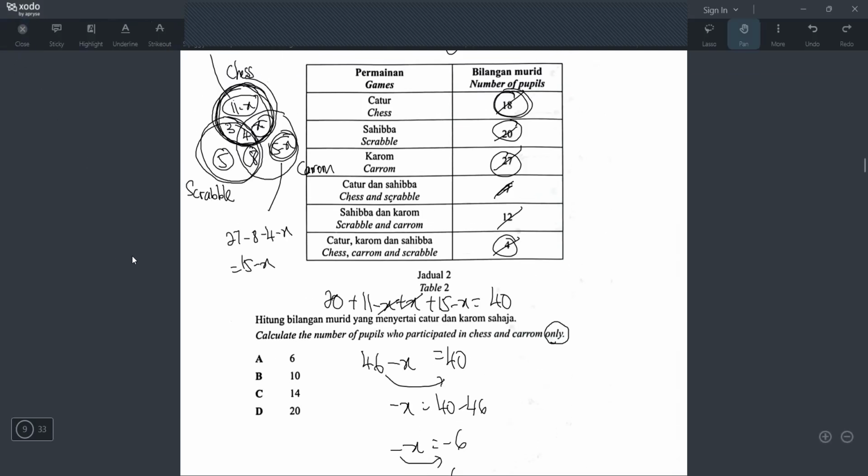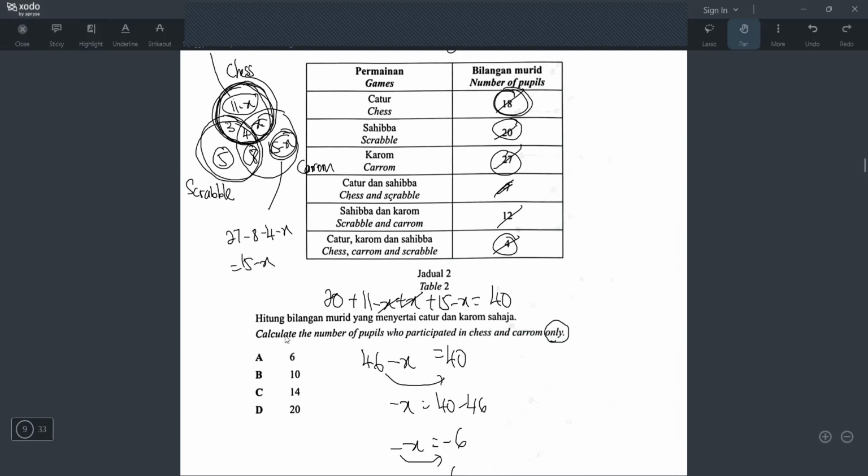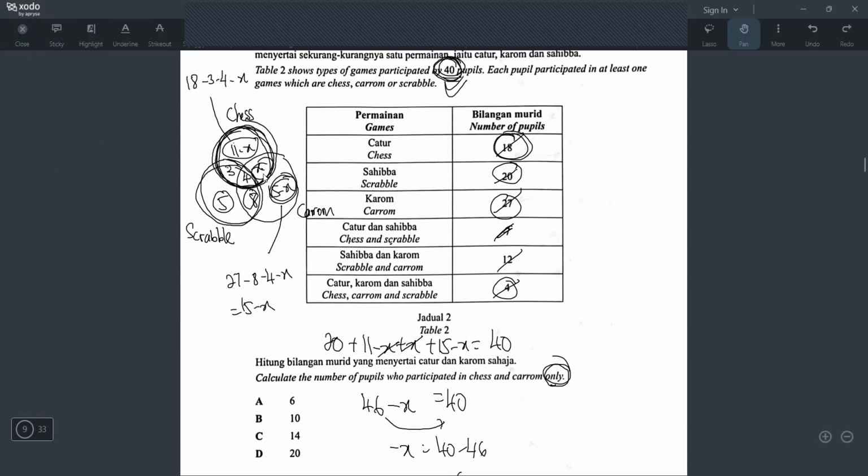Well, I'm not sure because what they ask you to find. Let's read one more time. Calculate number of people who participated in chess and carom only. They got mentioned the word only. So can you tell me which part is chess and carom only? This is chess. This is carom. So they want chess and carom only. It means only this part. Okay, only this part, which is the x lah. And what is x? 6, right? So yeah, the answer is A, right?